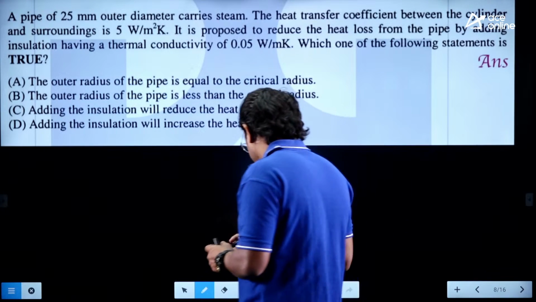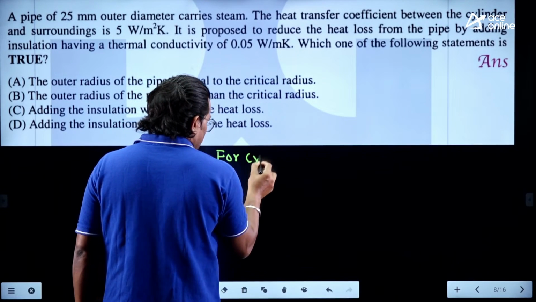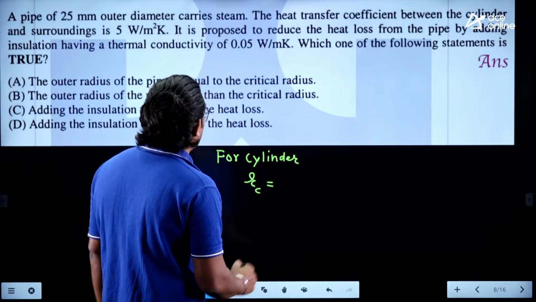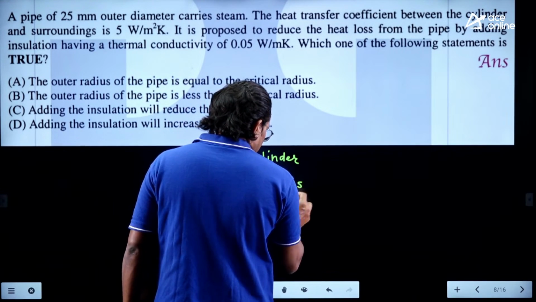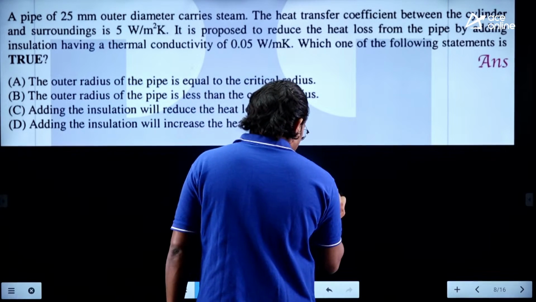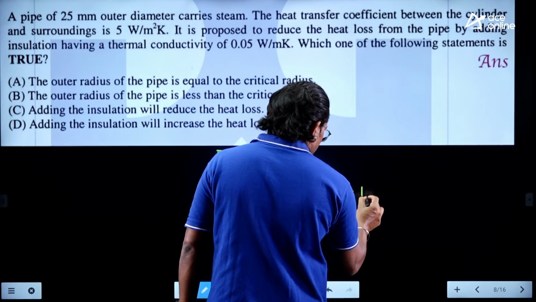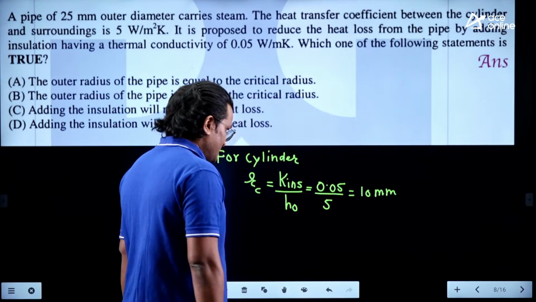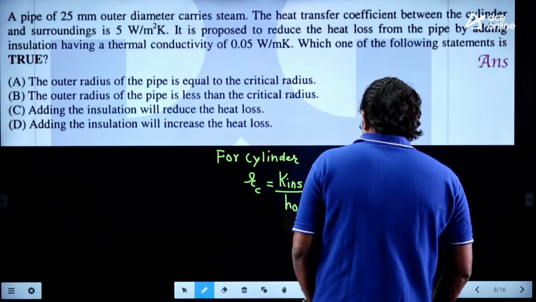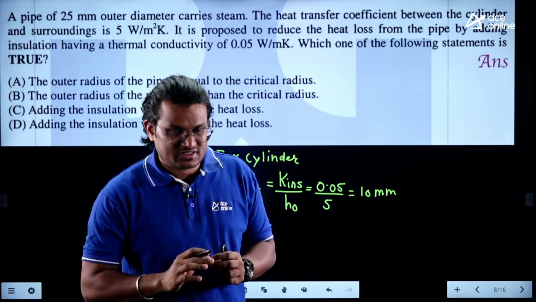So what you need to do, please listen. First thing, it is for cylinders. So without wasting time, you need to calculate RC. That will be K insulation by H outside. So K insulation is 0.05 by H. What is H? That is 5. So this will be 10 mm. So for cylinder, this is 0.05 by 5, so this will be 10 mm. This is the RC for cylinder.